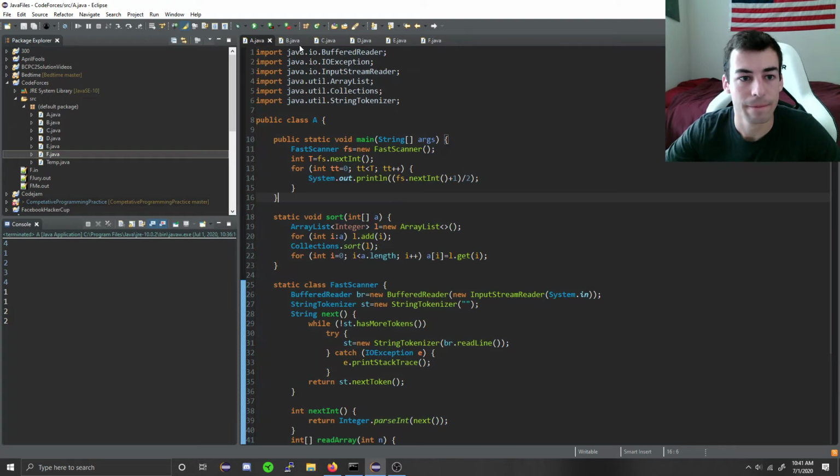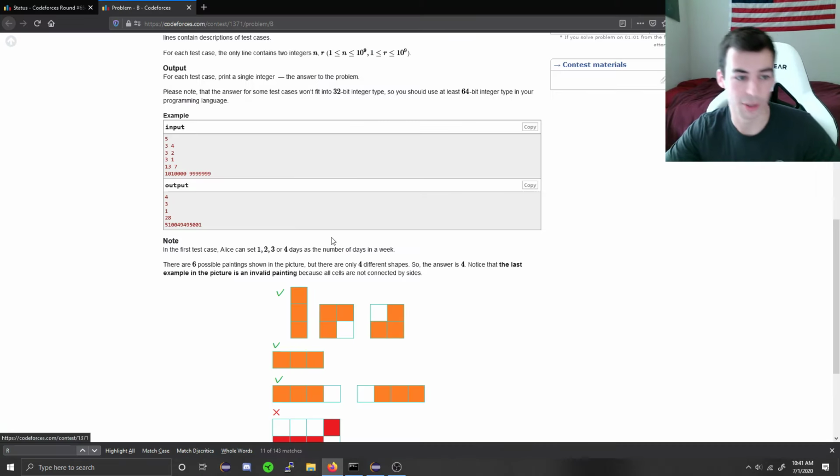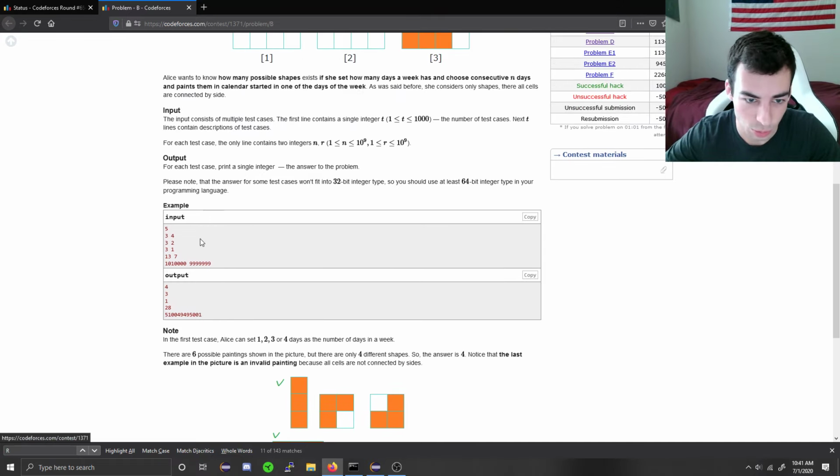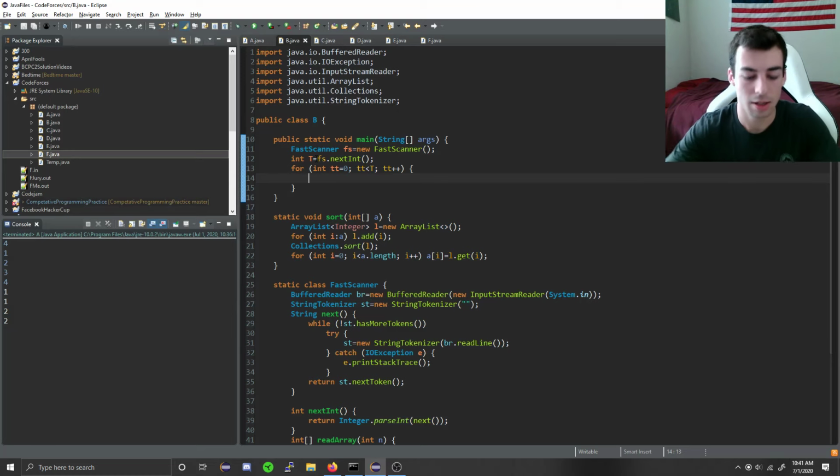Okay. I made the font size bigger for Div 2 contests where they don't matter for me. For real contests, it'll be what I like, but yes. So we read n and then r.